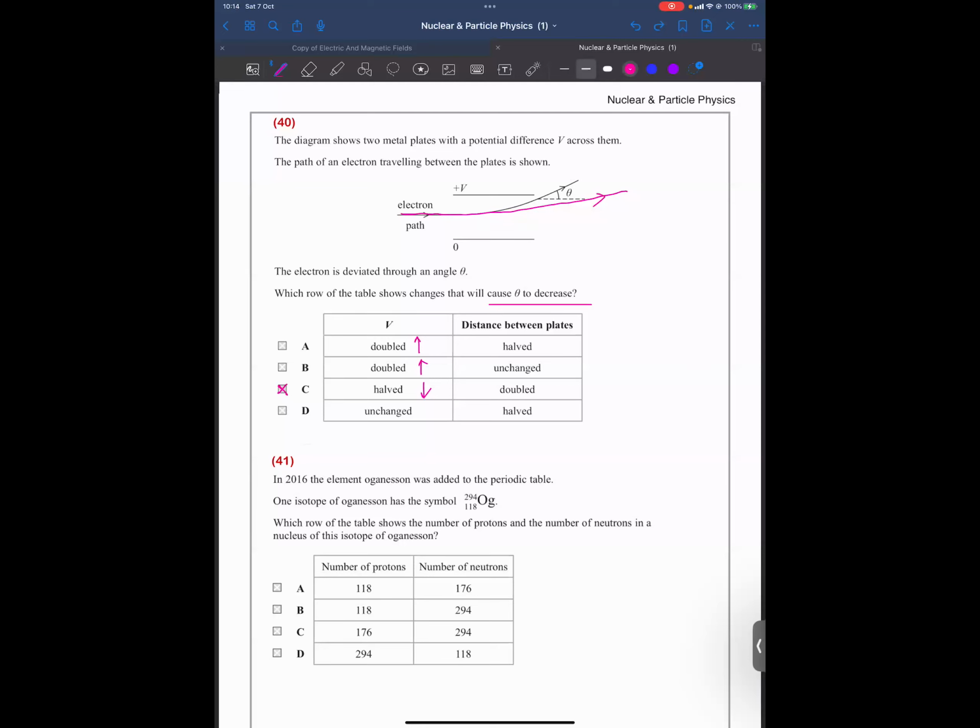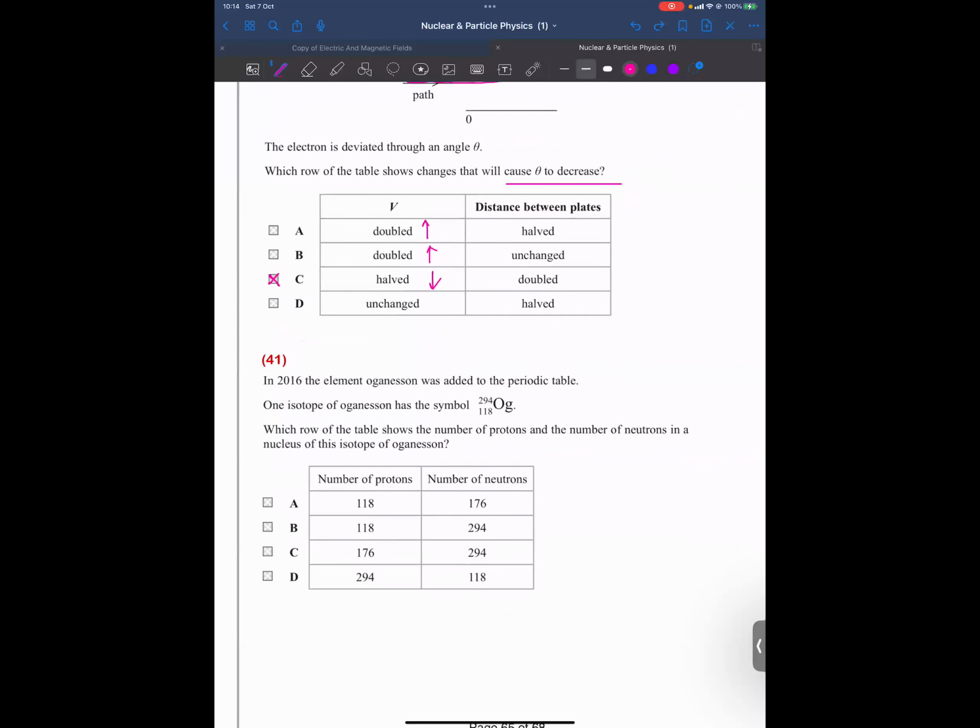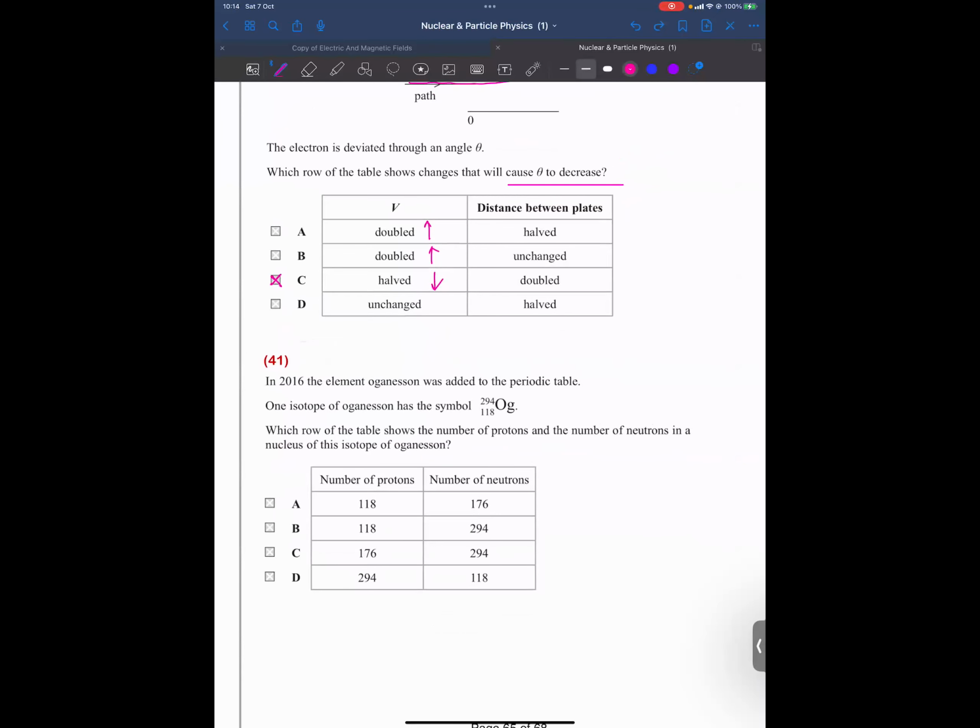41st one. In 2016, the element organesson was added to the periodic table. One isotope of this has a symbol given. Which row of the table shows the number of protons and the number of neutrons in a nucleus of this isotope? So guys, number of protons is 118. Number of neutrons will be 294 minus 118, which is 176. The answer is A. Correct.